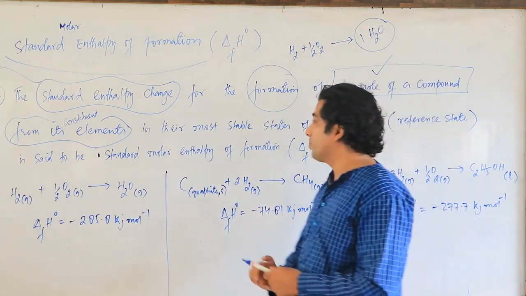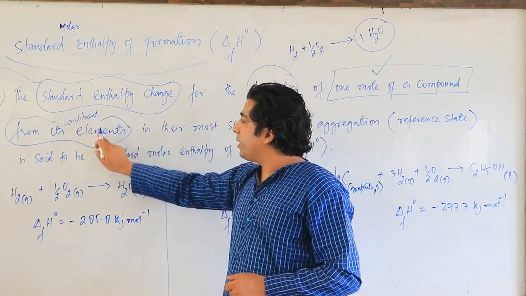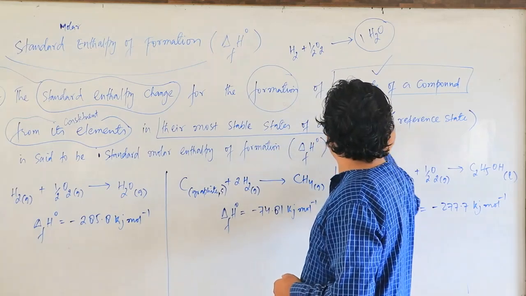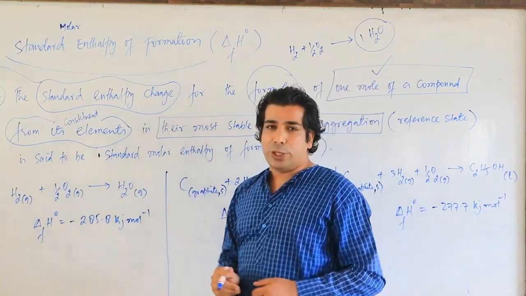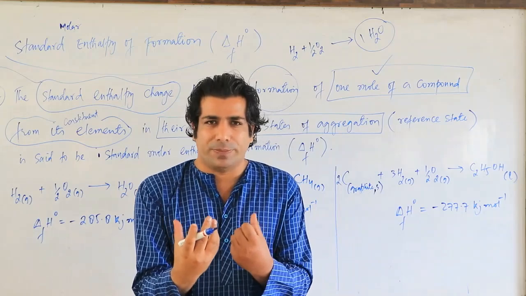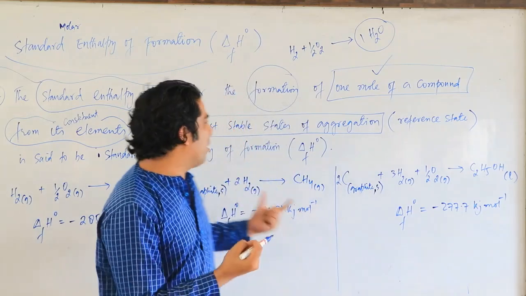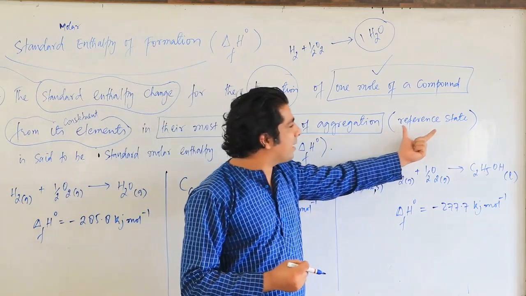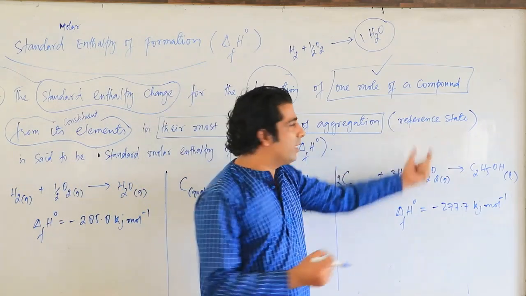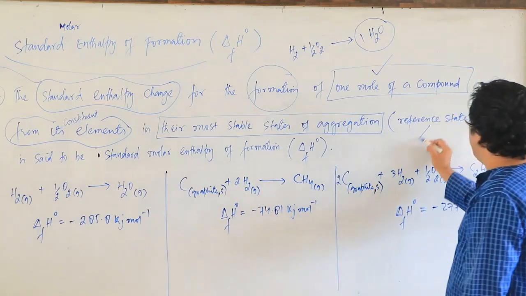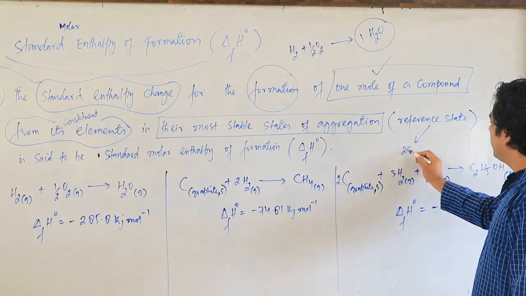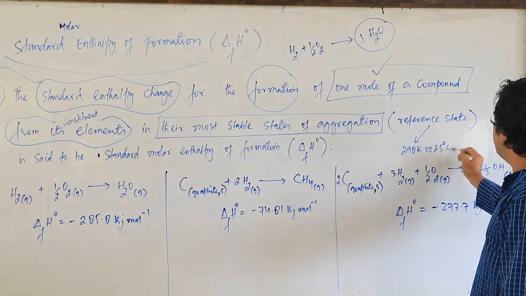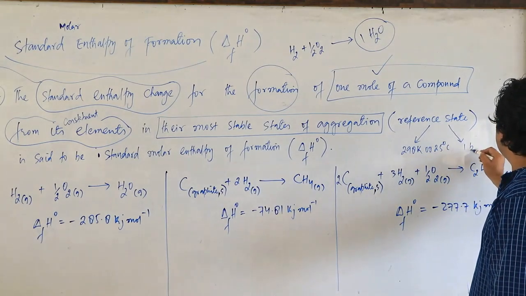Now let's go further. And these constituent elements have to be in their most stable states of aggregation. Aggregation means actually in combination. Like if we talk about their most stable states, their most stable states are also called reference states. And reference state, you should remember here, is taken as at 298 Kelvin, or you can take it as 25 degrees Celsius and at 1 bar pressure.